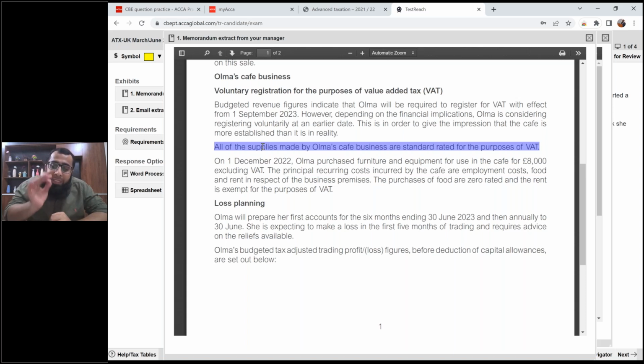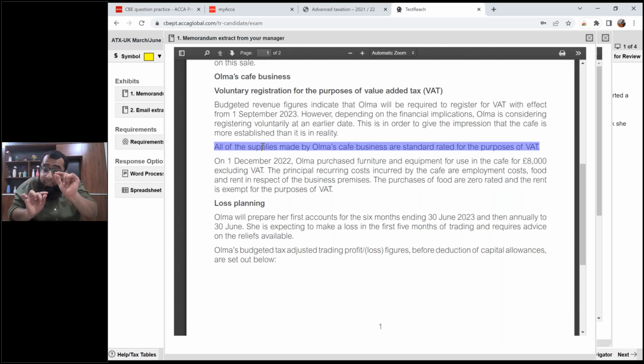See, my friend, I'm just making a clarity for you. If I purchase a raw material which is standard rated and I pay VAT on it, and through that raw material I make a zero rated good, then if my finished good is zero rated, I can recover the VAT which I paid on the raw material.